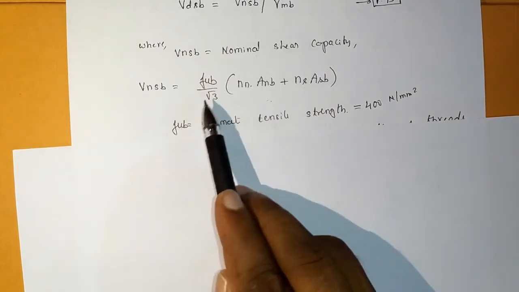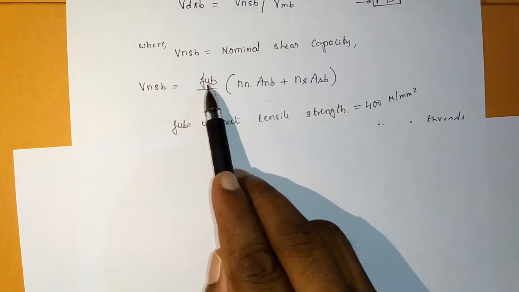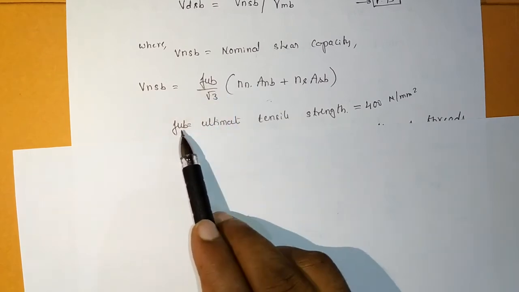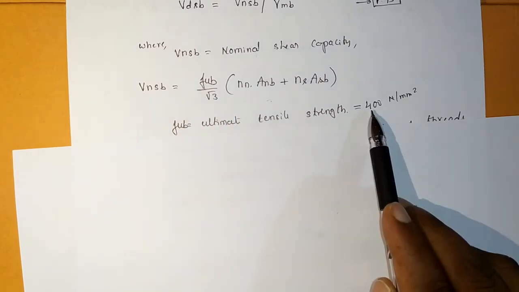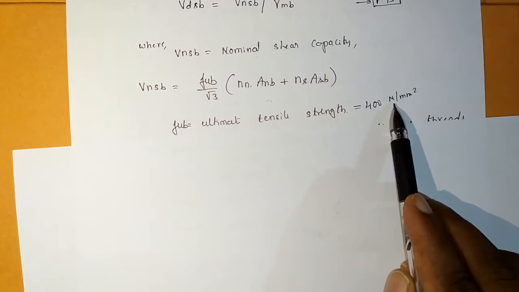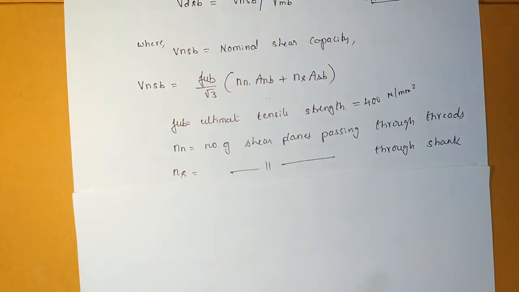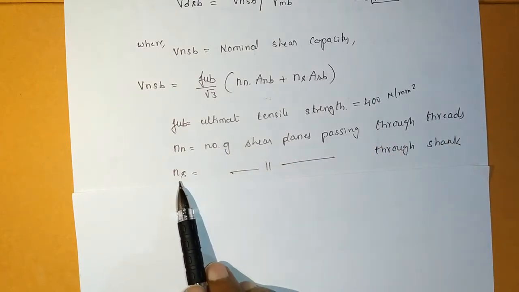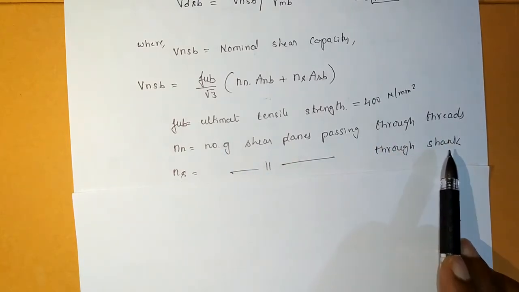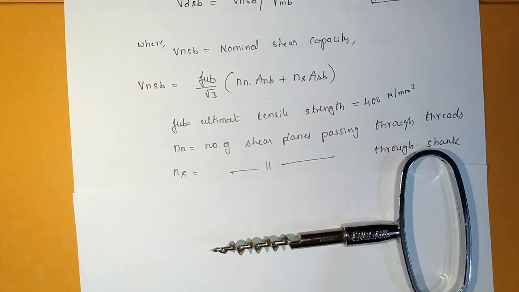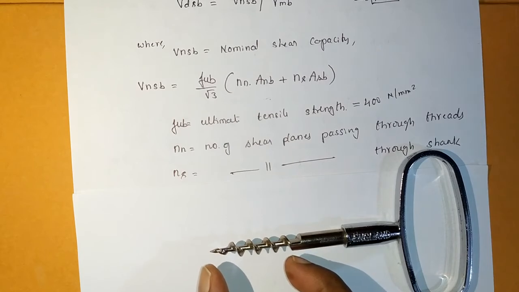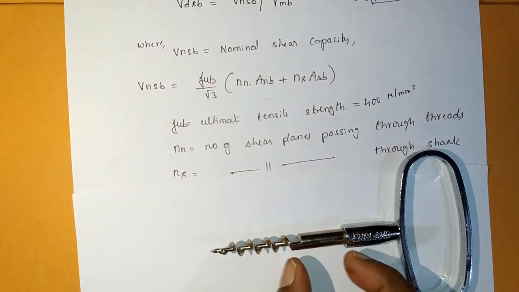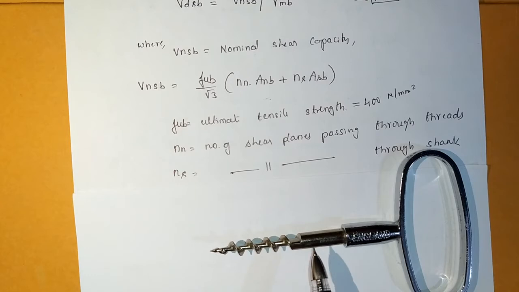First FUB divided by root 3, where FUB is the ultimate stress of bolt. If it is not given, we have to assume 400 Newton per millimeter square. Now, NN is the number of shear planes passing through thread, and NS is the number of shear planes passing through shank. Suppose you consider this as a bolt, this part is called the threaded part and this part is called the unthreaded part or shank.